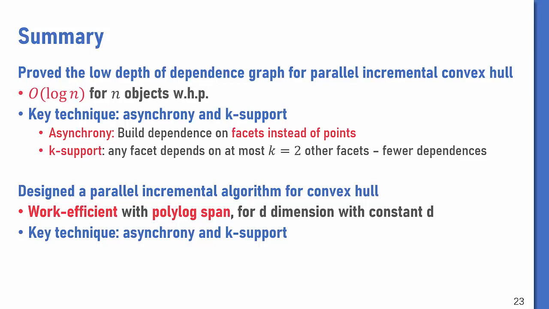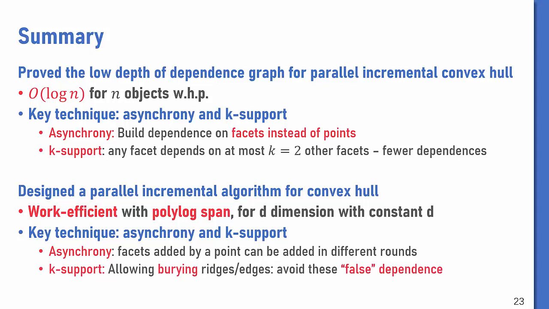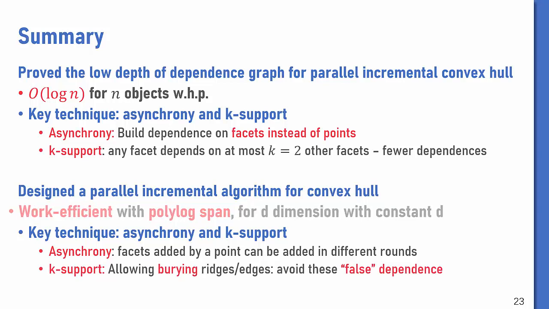For the algorithm, asynchrony means that the facets added by the point can be added in different rounds. And k-support means that for false dependencies, we can bury ridges. Combining them together, we can prove the cost bound.